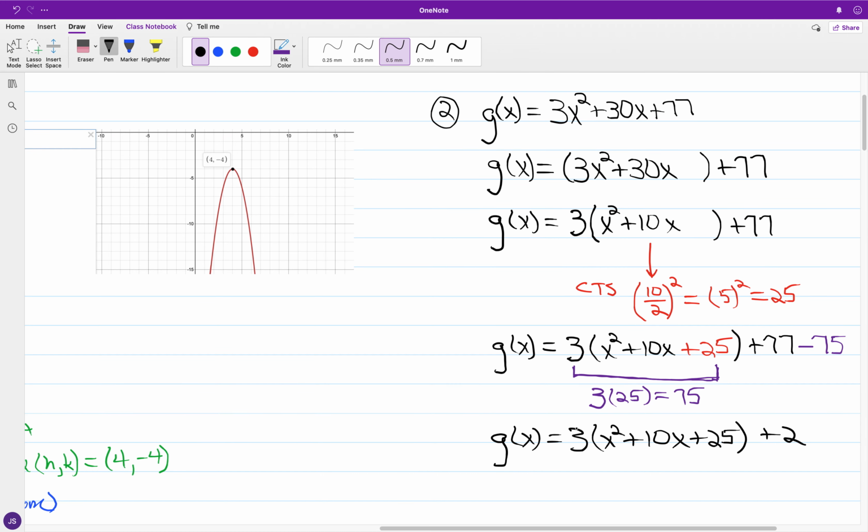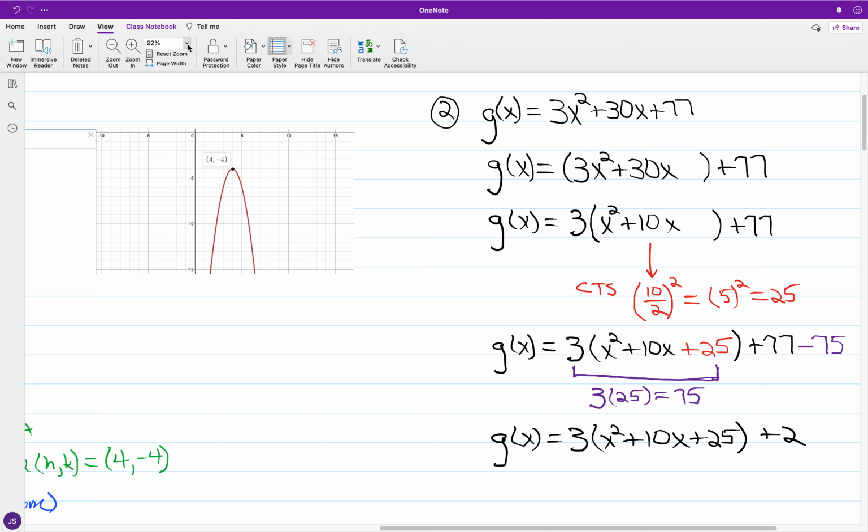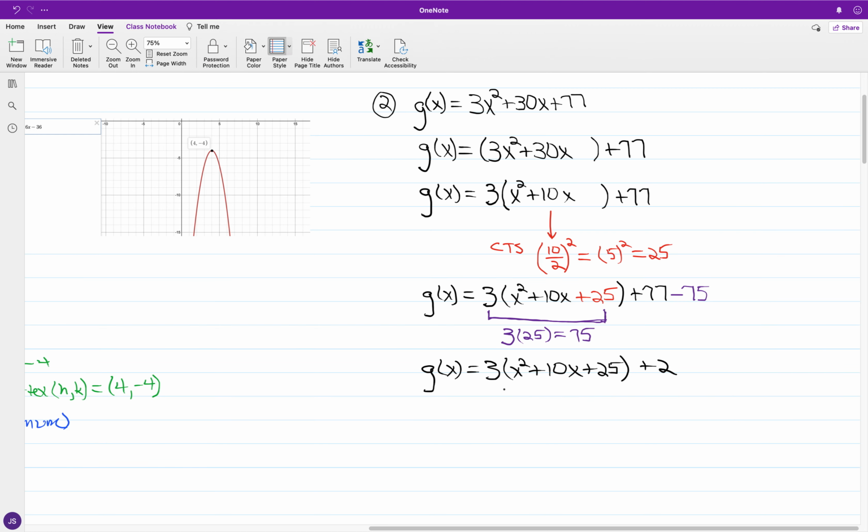So you have 3x squared plus 30x. 3 times 25 is 75. And then we have plus 2, so I'm back to 77. And now, for this trinomial, this is going to be a perfect square.